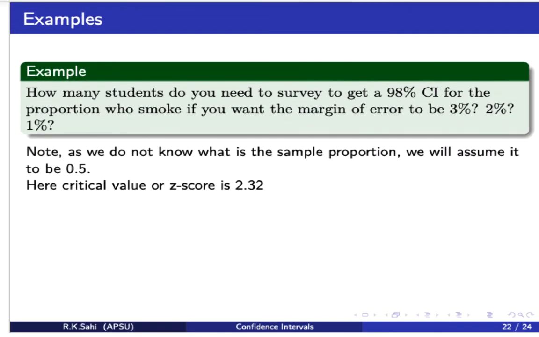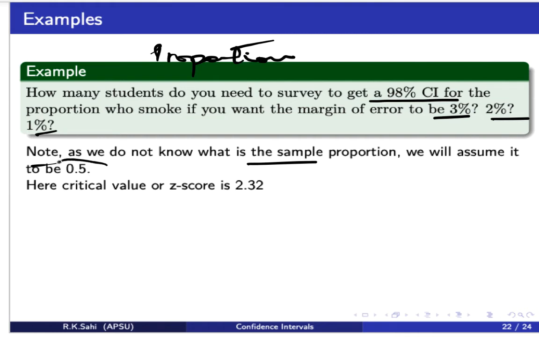Let's look at the proportion problem. So this is the proportion problem. How many students do we need to survey to get a 98% confidence interval for the proportion who smoke if you want the margin of error to be 3%, 2%, 1%? Note here, we do not know what the sample proportion is. So we are going to assume and make our life simple.